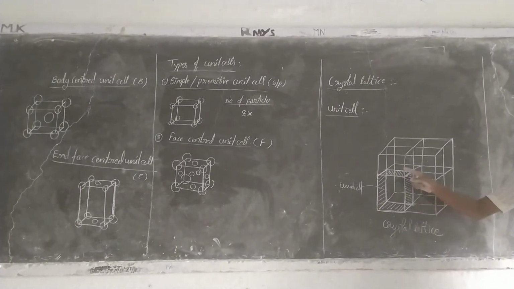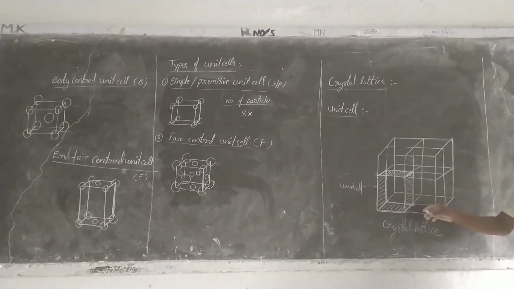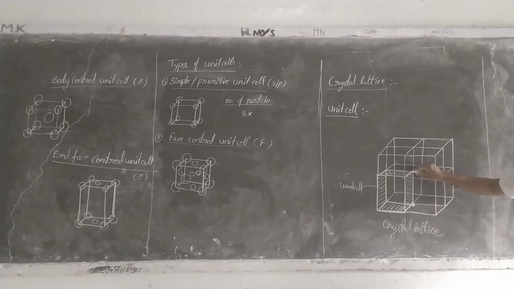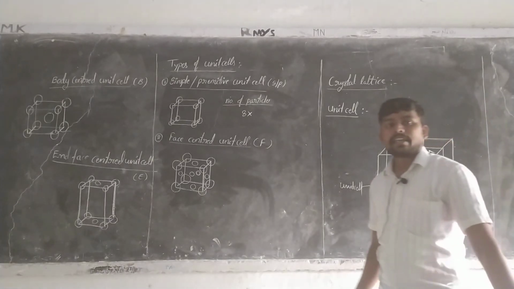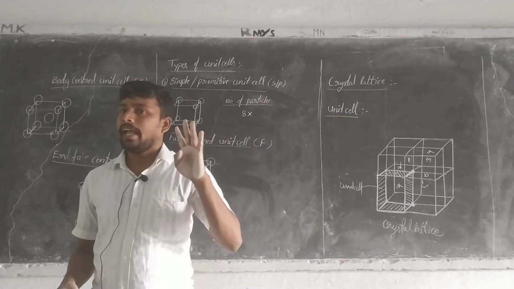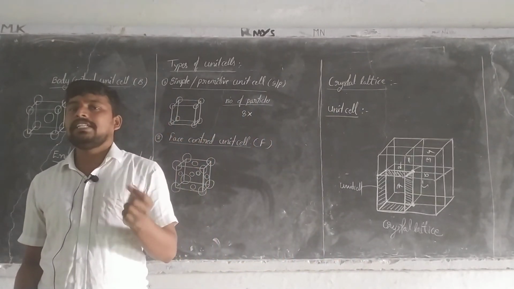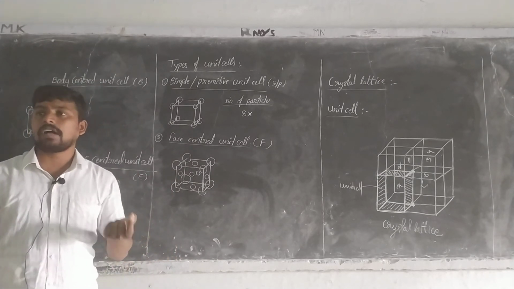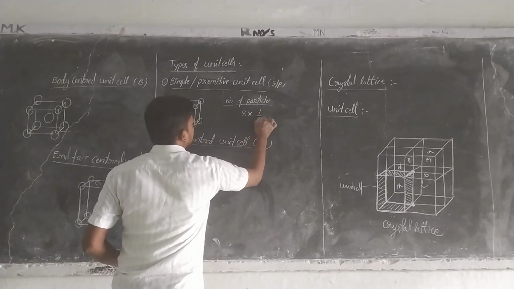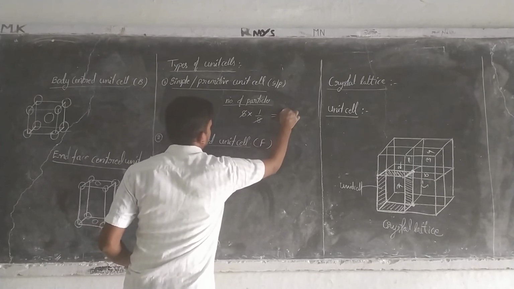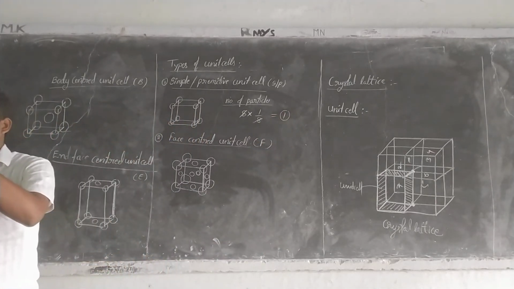If you take one unit cell anywhere here, it keeps repeating. So when it repeats, every corner is shared with, for suppose we took it here, this is one cube, this is cube 2, this is cube 3, cube 4, 5, 6, 7, 8, shared with 8 cubes. So in a unit cell every corner is shared with 8 cubes, nothing but every particle present at the corner is shared with how many cubes or unit cells? 8. So these 8 atoms are shared with 8. So 8 ones are 8. So number of particles in simple or primitive unit cell is 1.